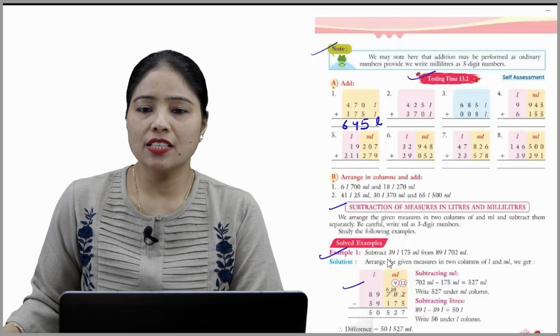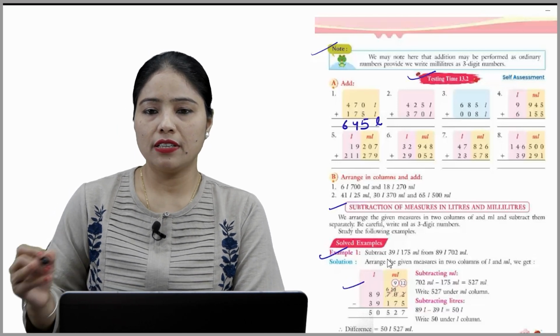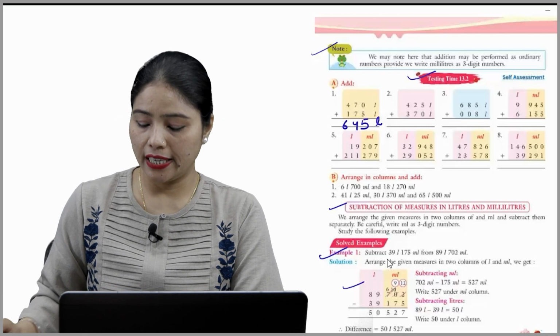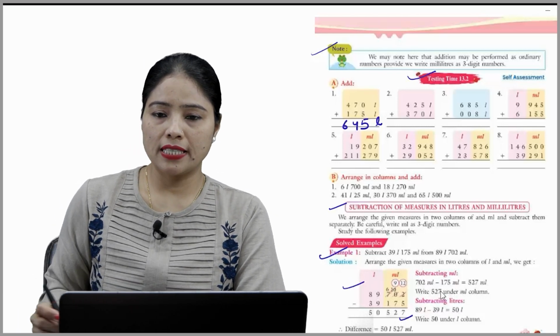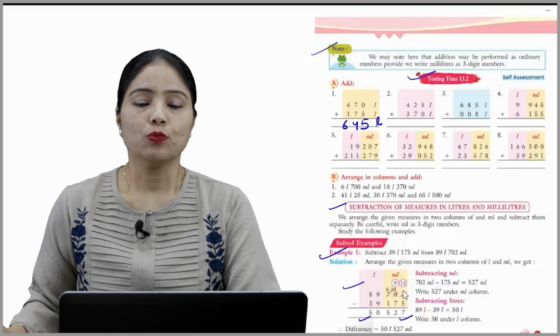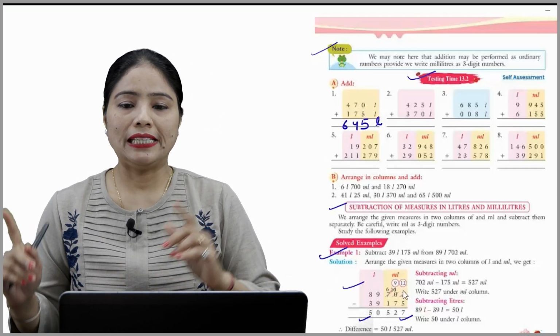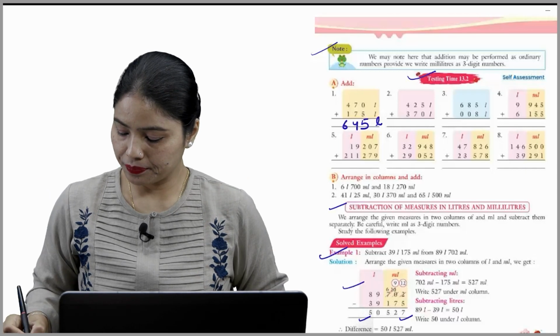Okay. So start subtracting milliliters first. 702 minus 175, we will subtract. So 527. And 89 minus 39. So 50 liter. So 50 liter 527 milliliter is the difference.